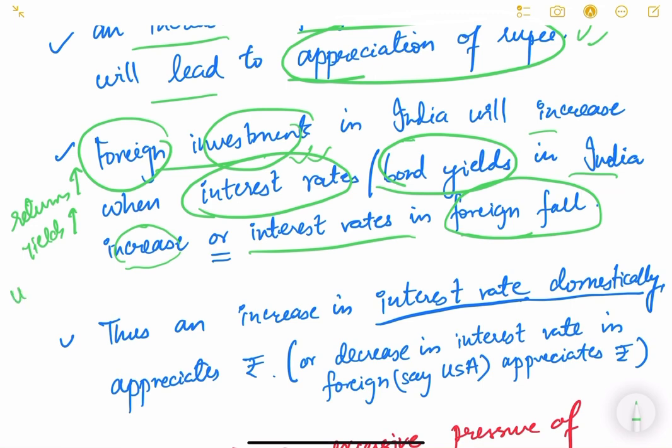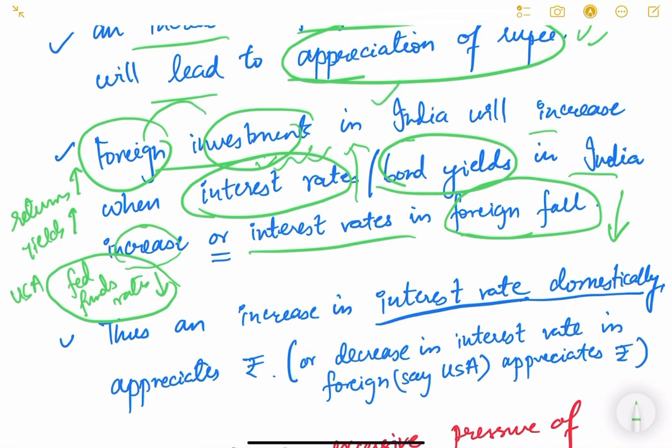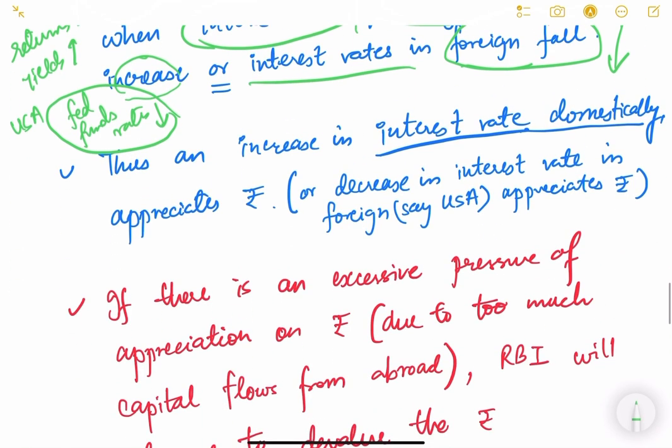So for example, if the Fed fund rates drop, if the US reduces the Fed fund rates, that means the interest rates in the US are less. When you compare interest rates in America and interest rates in India, maybe foreigners will find that investing in India is more profitable because interest rates in India are higher than the interest rates in America. So whenever the interest rates in foreign countries fall or the interest rates in India increase, foreign investment in India will increase. I'm just trying to establish the dynamics here.